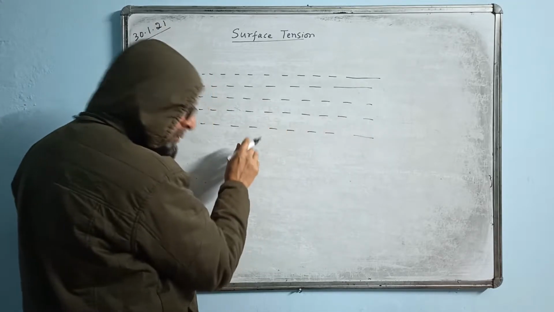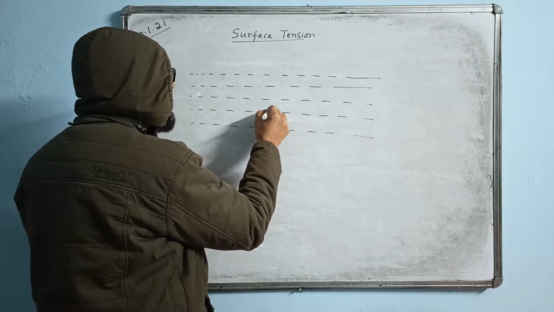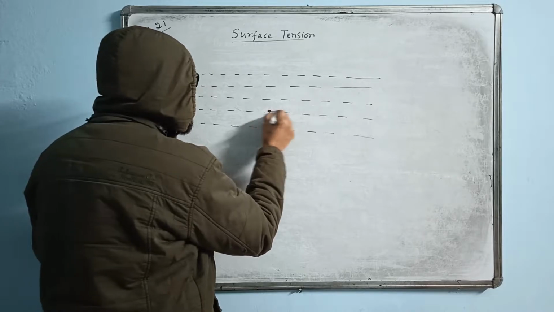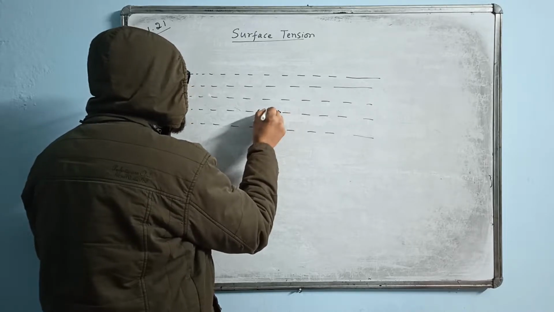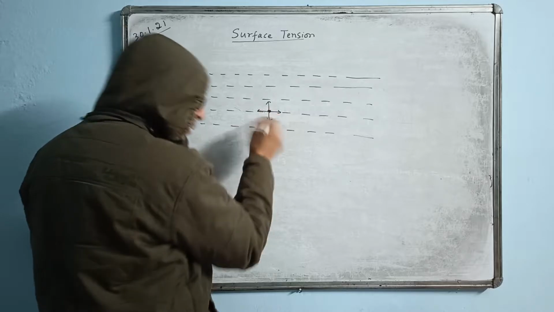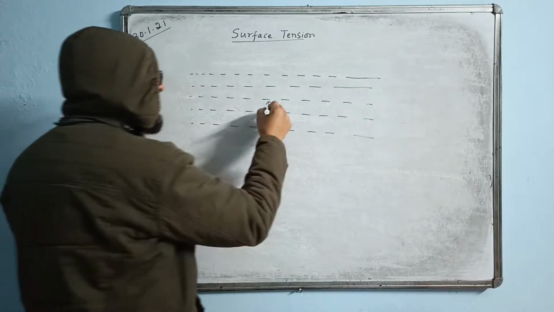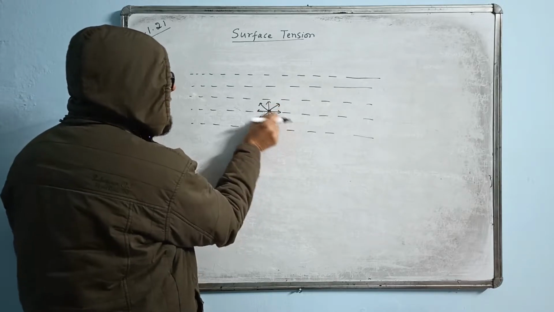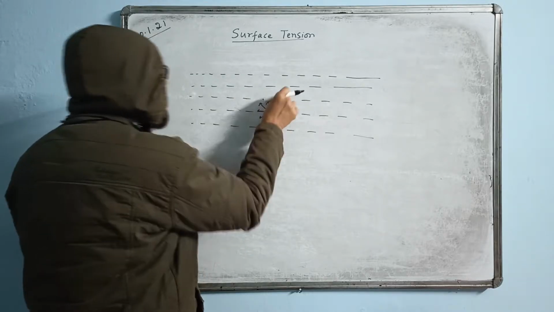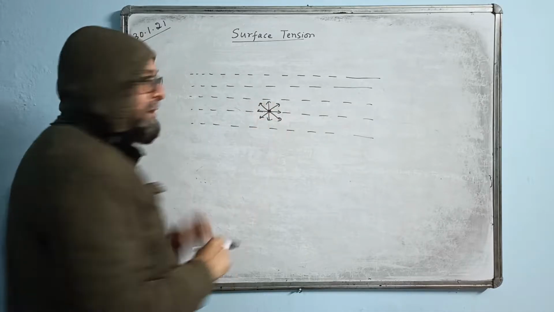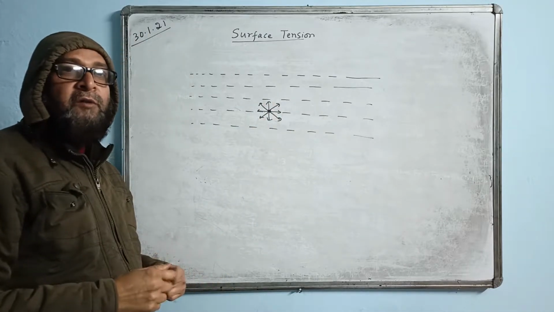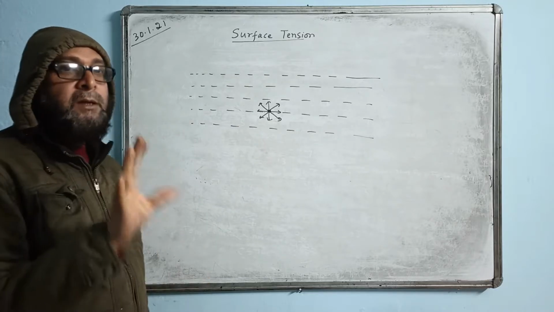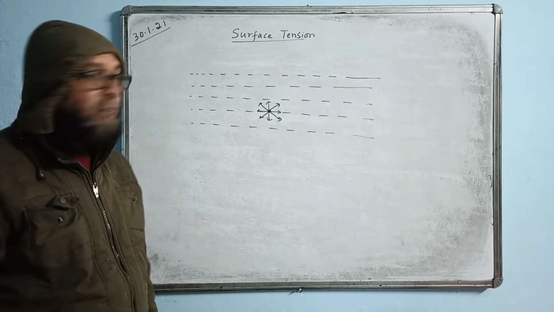Suppose we have a molecule over here, inside the liquid. This molecule experiences forces in all directions. It experiences attraction this way, this way also, and this way also. This molecule is attracting and this molecule is attracting. In all the directions they are attracting each other. That means all the forces are cancelling each other. The liquid drop remains in equilibrium inside the liquid.